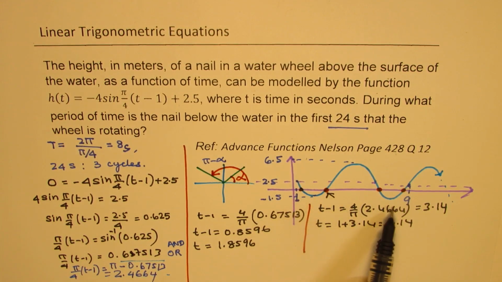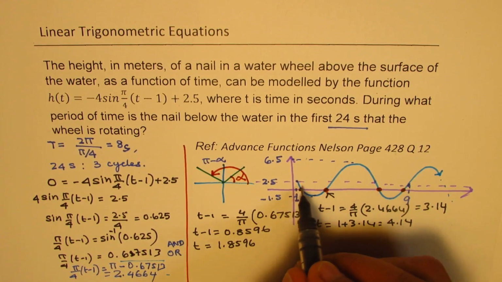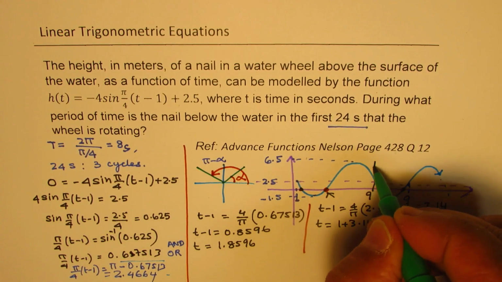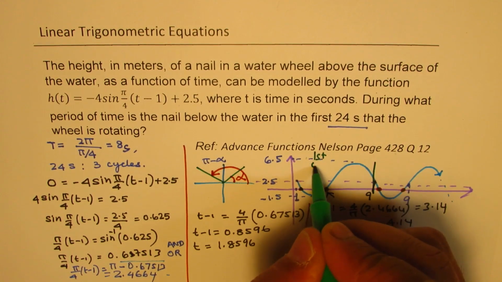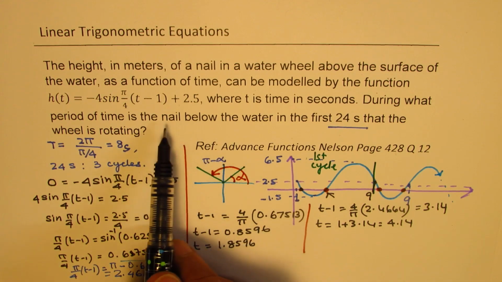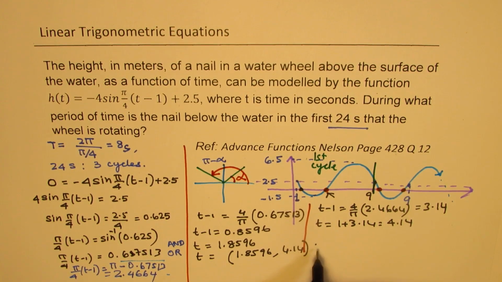Now that is how we actually get, in one cycle, these points, right? Sorry, this 9 should have been started from here, 9 should have been here, right? This is the second cycle. So in the first cycle, we get 2 points. That is to say, the interval for which the nail is below water is what? So the nail is below water, so we get the time will be between 1.8596 to 4.14, right? So this is the first cycle.